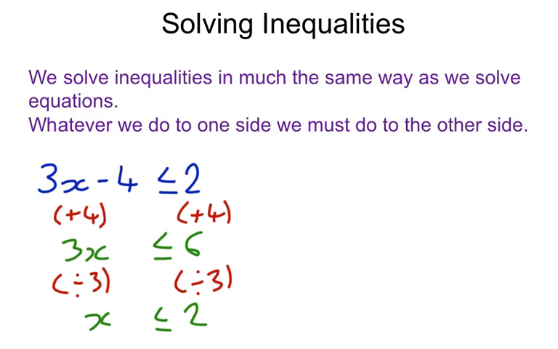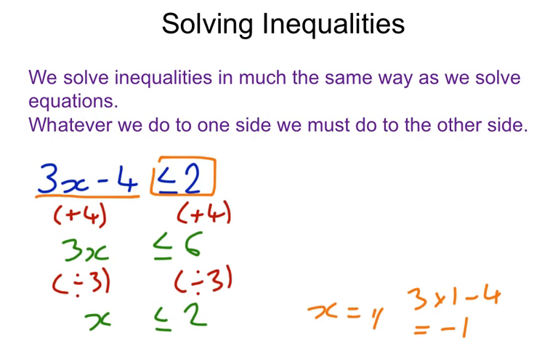And what that means is as long as we take a value of x that is less than or equal to 2 and put it into the original inequality, it will give us an answer less than 2. So for example, if we looked at x equals 1, and we put that in there, we would get 3 times 1 minus 4, which is 3 minus 4, which is minus 1, which is indeed less than 2. And any value less than 2 would give us the right answer. That, then, x is less than or equal to 2, is our solved inequality. Let's have a look at the next one.